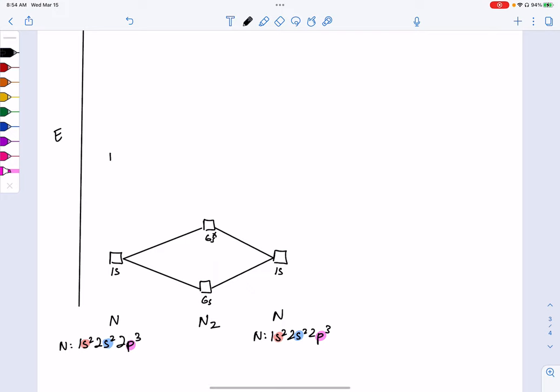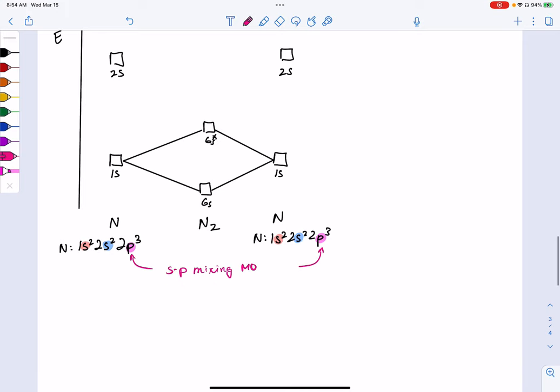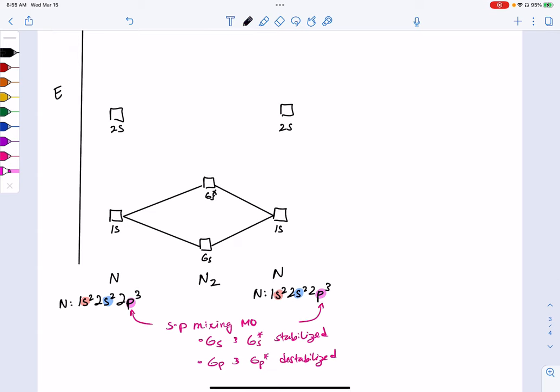So now let's look at our 2s. We know that because we have 3 or fewer valence electrons in our p orbitals, we are going to need to use our sp mixing MO structure where our sigma s and sigma s star are stabilized and our sigma p and sigma p star are destabilized. So to show that, I'm going to show that my sigma s star is at a lower energy level than it would be if it were perfectly symmetric.